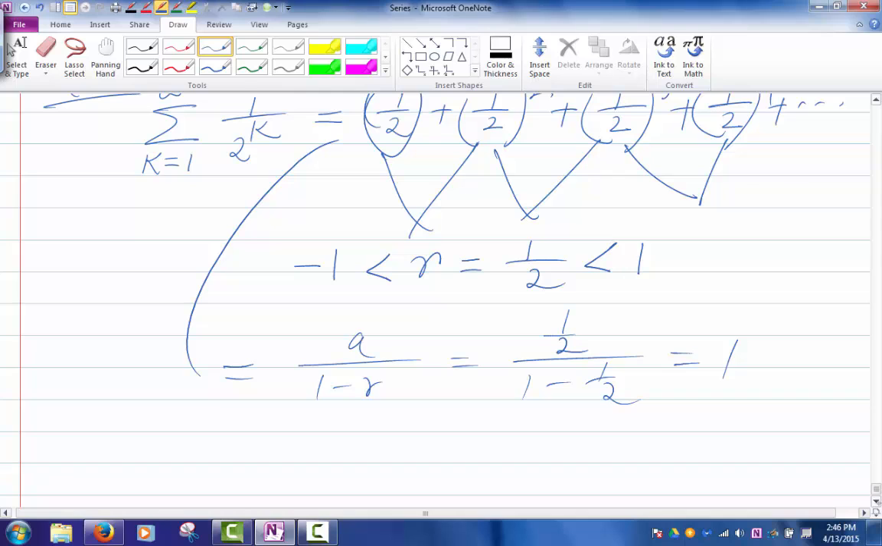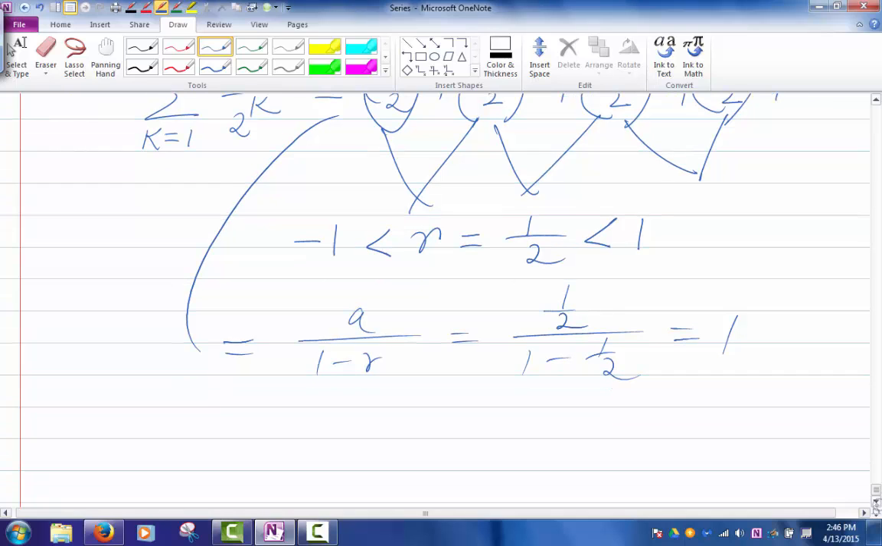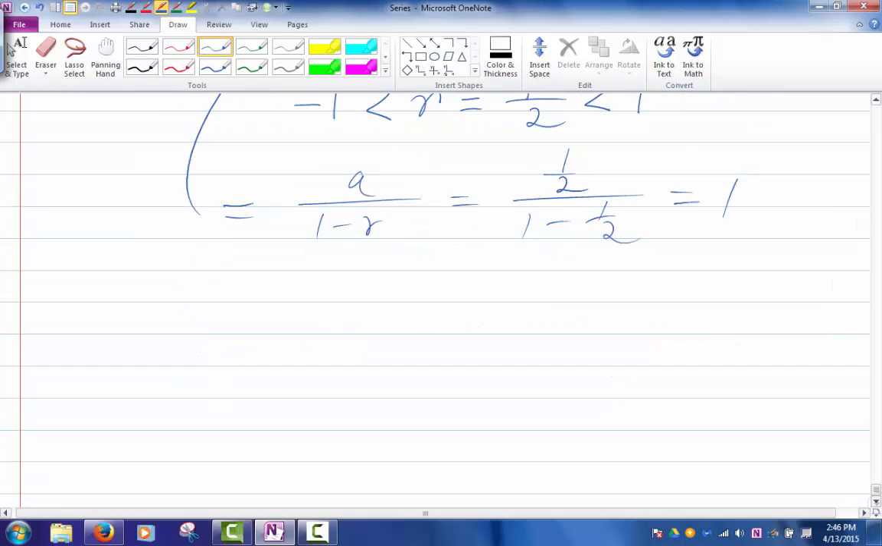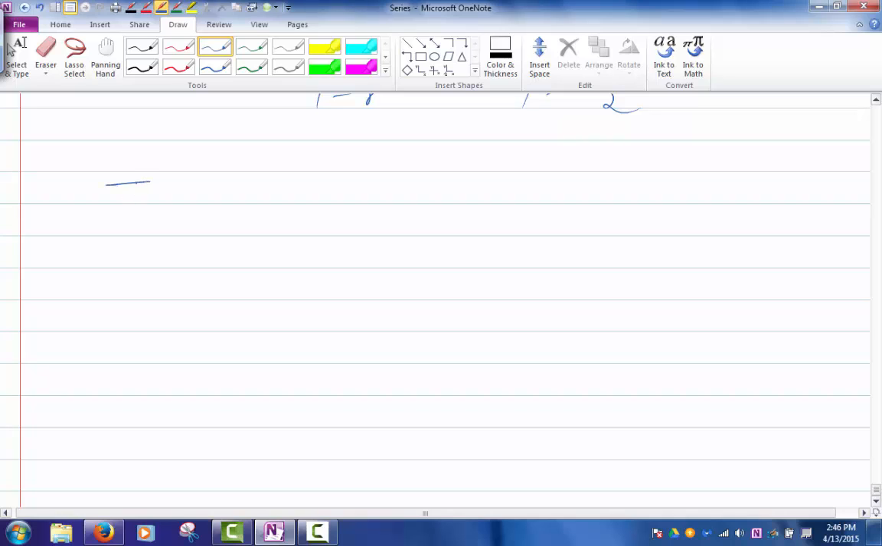Okay, let's change the problem a little bit now. Let's say I have the series negative 1 to the k minus 1 over 2 to the k going from 1 to infinity again. Is that a geometric series? Is that a geometric series? Why not?